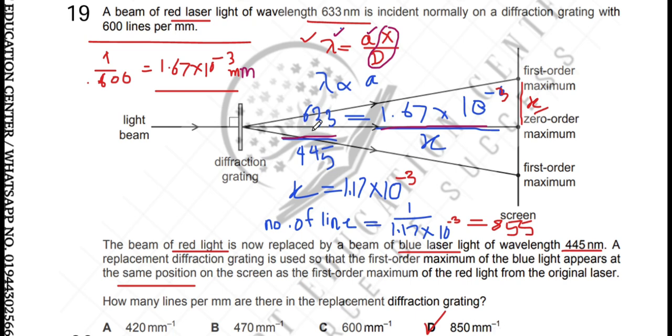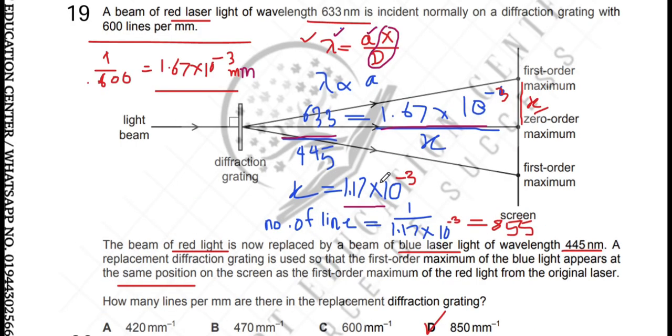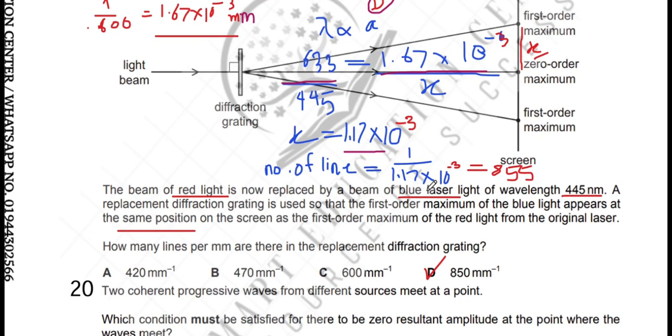And when I used 633, the gap was this much, but when I use 445 blue light, how much would the diffraction slit gap be? If you solve it, you will get 1.7 times 10 to the power negative 3. Now you just divide 1 by this value. You will be able to find out the number of lines that is required. According to that, I got 855. It is close to 850, so our answer is D.